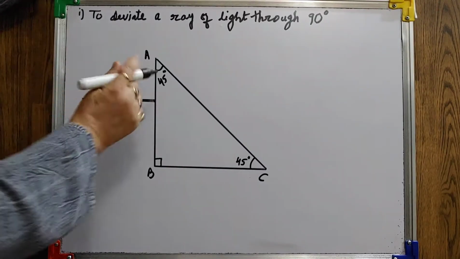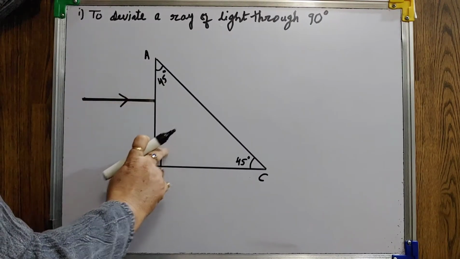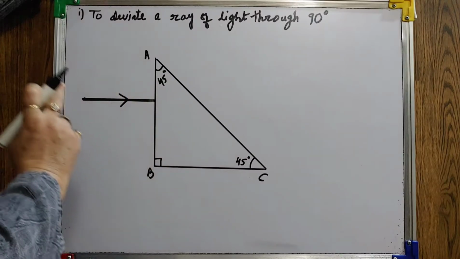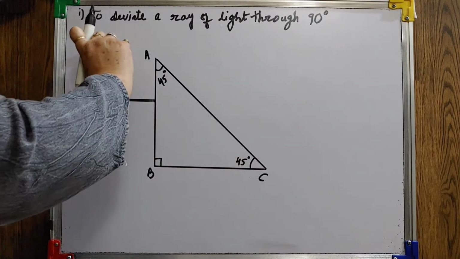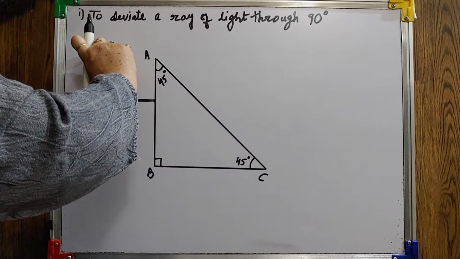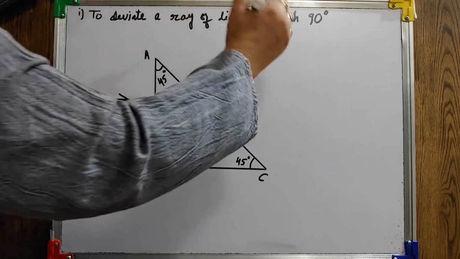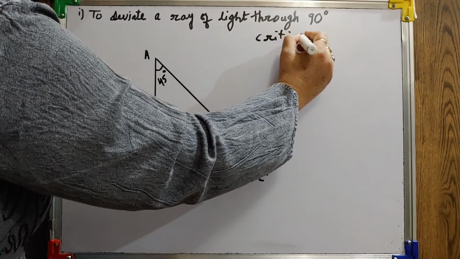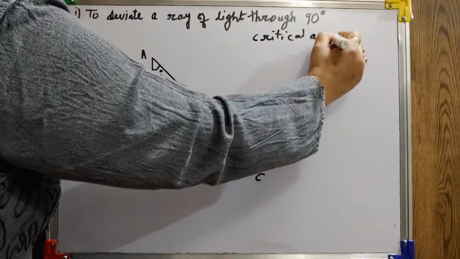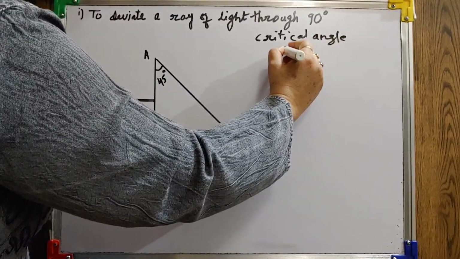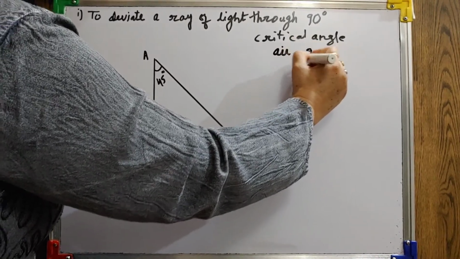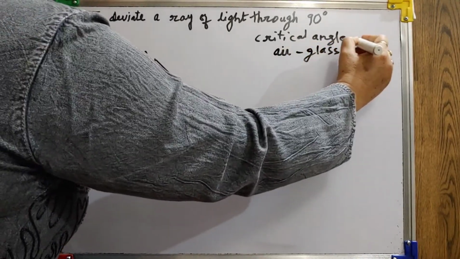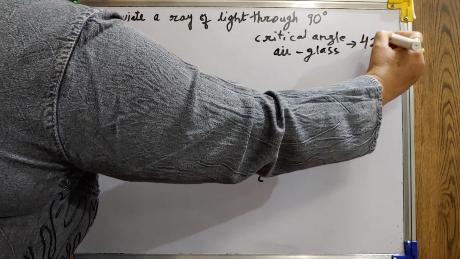Students, first we are dealing with the 45-90-45 reflecting prism, and I'm using this face as air, this is glass. Now the critical angle for this interface, air to glass, keep in mind it is about 42 degrees.